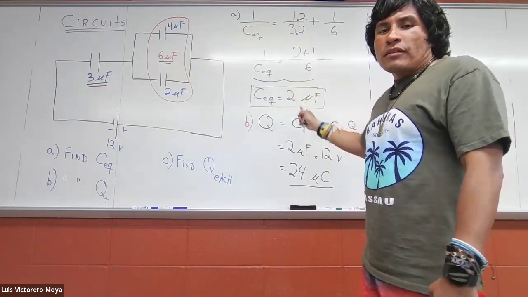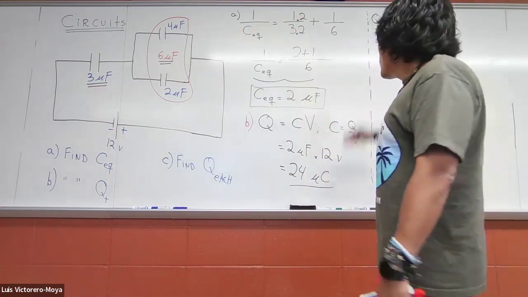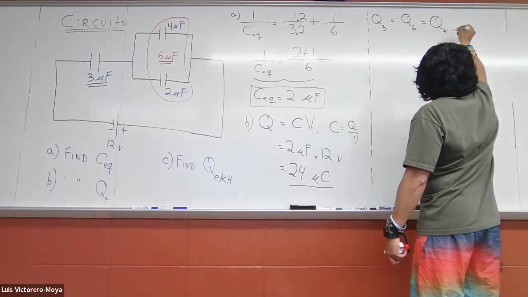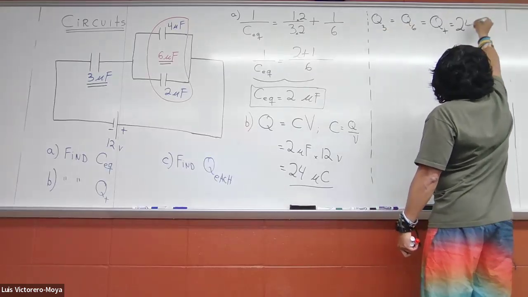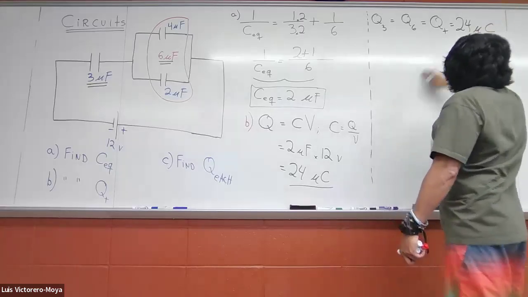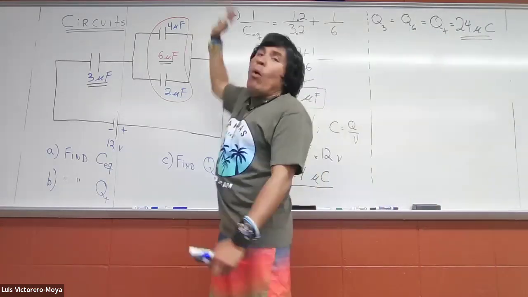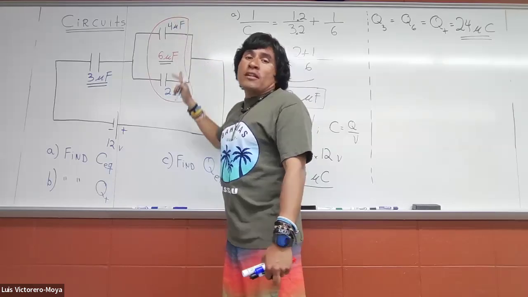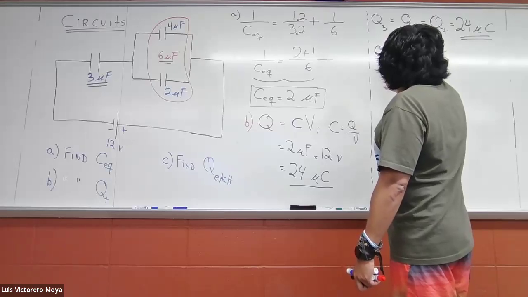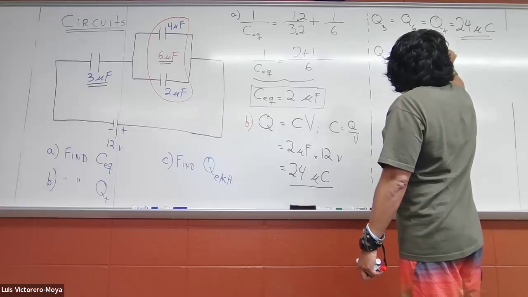And what's the charge of the circuit? There, 24 microcoulombs. So for this, Q total, which is 24 microcoulombs. So that's Q3 and that's Q6. But I want the charge on 4 and the charge on 2. That's okay. Q on 6 is 24 microcoulombs.